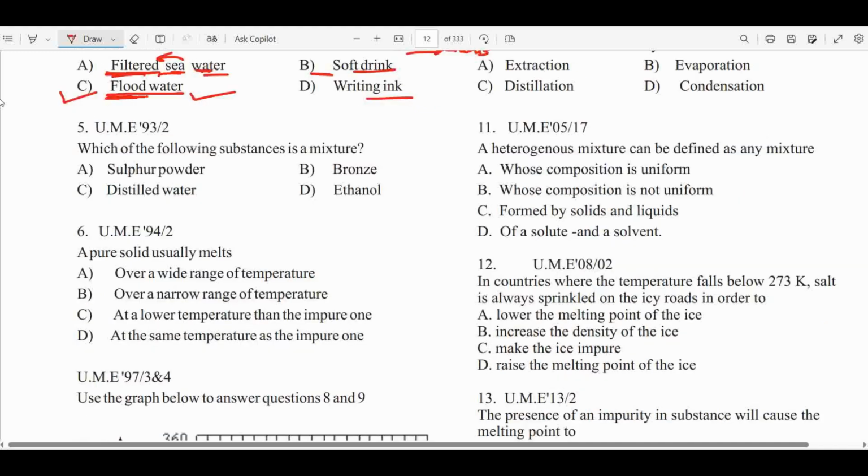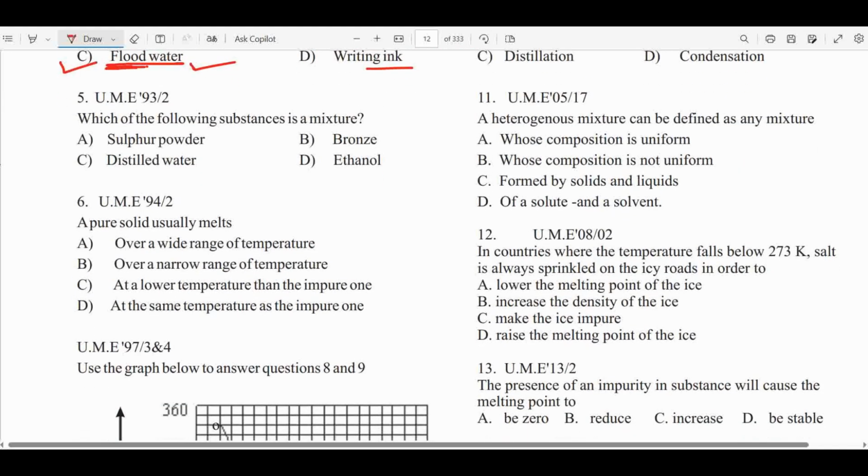The next one is question number 5. Which of the following is a mixture? You have sulfur powder, bronze, distilled water, and ethanol. Distilled water is water in a very pure form, and this is a compound because you have H2O. Sulfur is an element. Bronze is a mixture of copper and tin. And ethanol, of course, is an organic compound. So the right answer to this question would be bronze. This is the only mixture in this question.